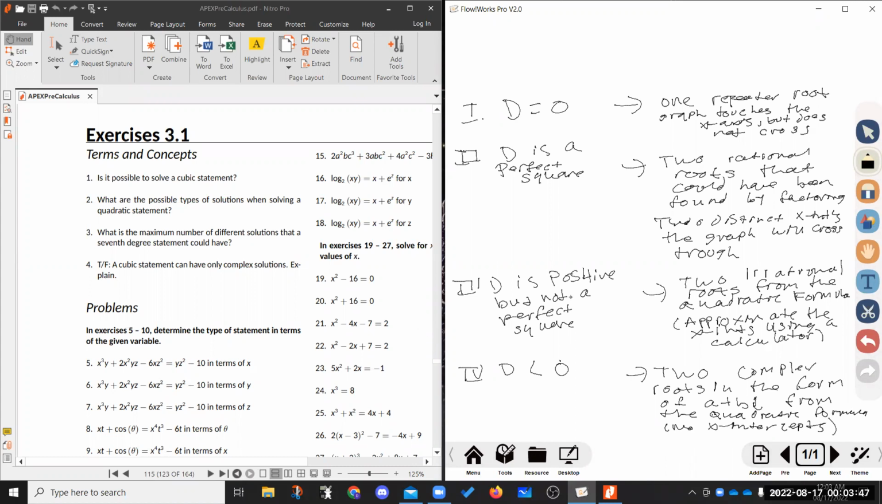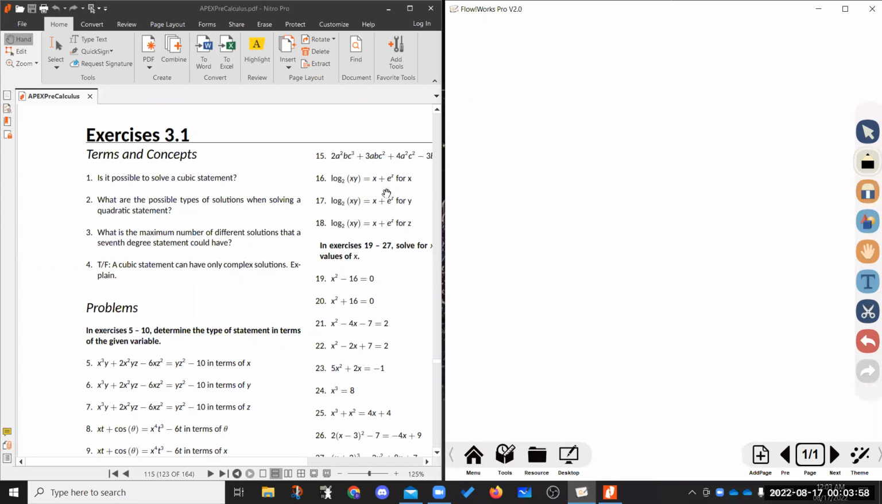Those are 4 cases. What is the maximum number of different solutions that a 7th degree statement could have? It could have up to 7 because of the fundamental theorem of algebra. An nth degree polynomial can have up to n distinct solutions.